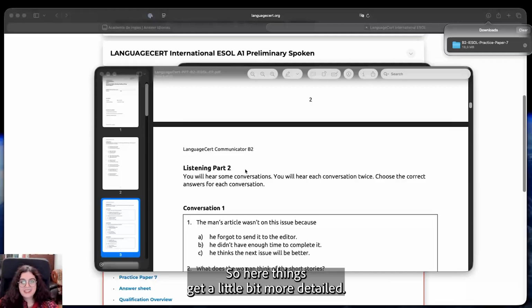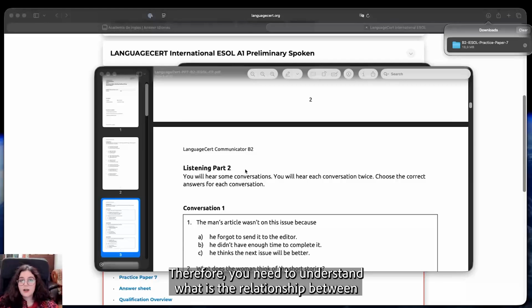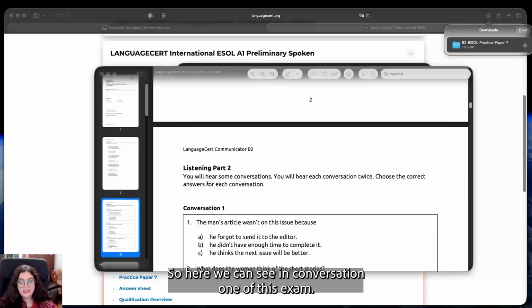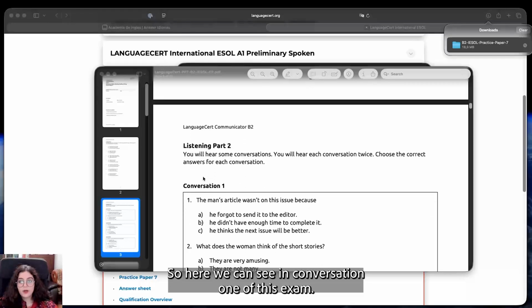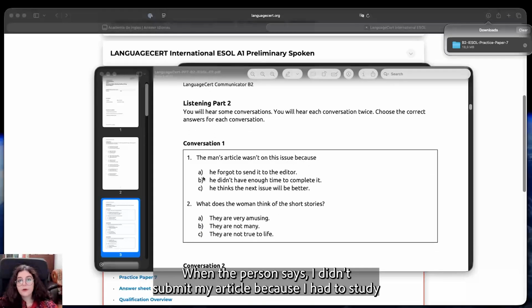So here things get a little bit more detailed. You'll hear full conversations, whether that be in a school, in a doctor's office, or even a shop. Therefore, you need to understand the relationship between the speakers, why someone did something, and what will happen next.